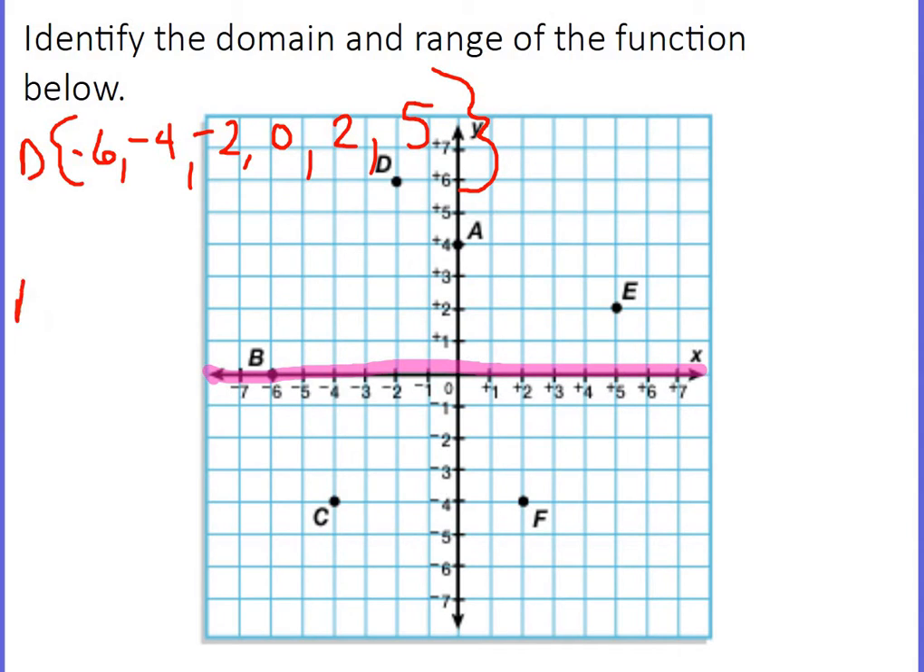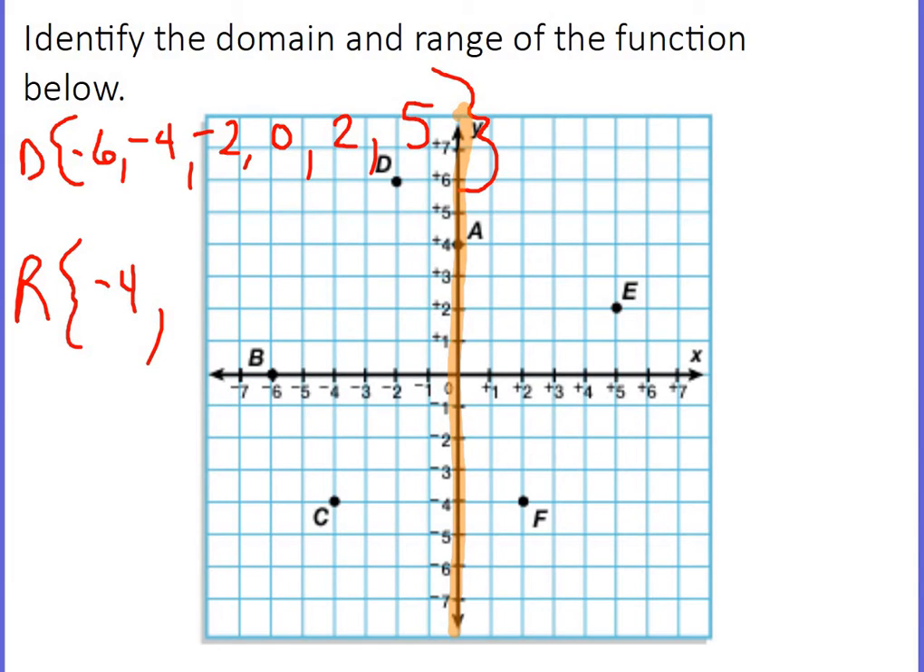Now I'm going to go ahead and look at the range, but to do that I'm going to have to change my highlighter color. Let's see, and I'm going to erase this one. So if I'm looking for my range, then I definitely need to highlight or look at my Y axis. And I'm going to start at the bottom and move up. So I'm going to start with letter C. Point C and F have the same Y value. It's -4, so I'm only going to write it one time. Then as I move up, the next point I see is B.